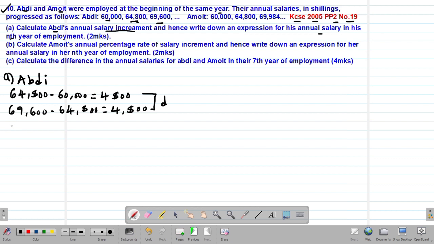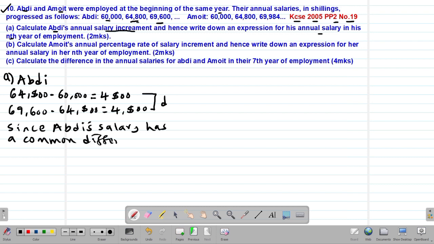Therefore, we'll say that since Abdi's salary has a common difference, denoted by D, it is an AP. It is an arithmetic progression because of the common difference.